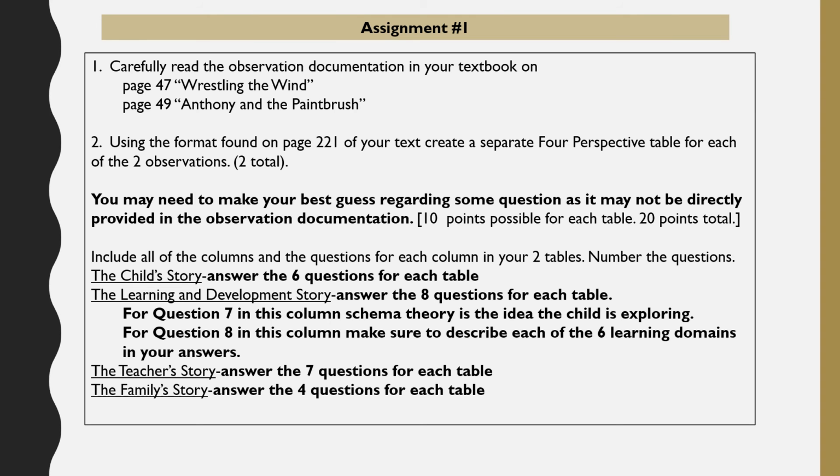Number the questions in each column. The first column is the child's story; answer the 6 questions for each table, the one for Wrestling the Wind and the one for Anthony and the Paintbrush. The learning and development story: answer the 8 questions for each table. For question 7, when they say schema theory, what that means is the idea the child is exploring. A schema is an idea.